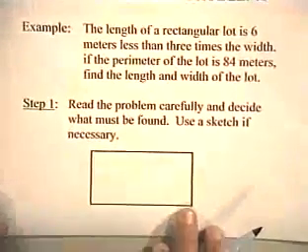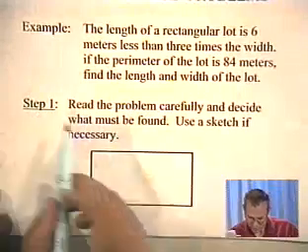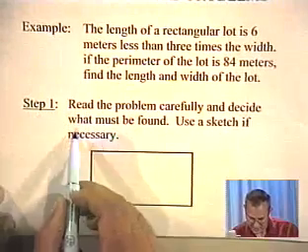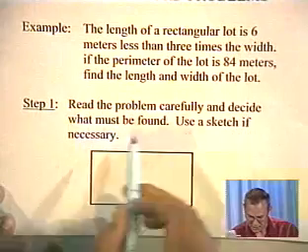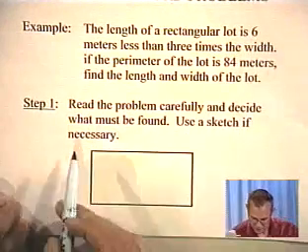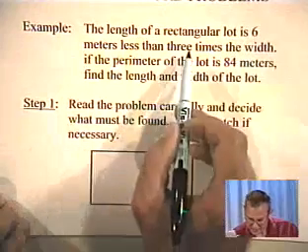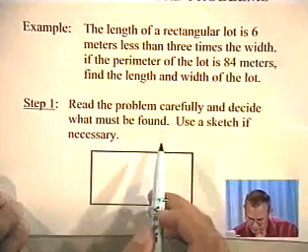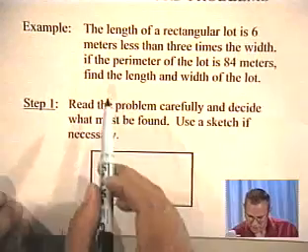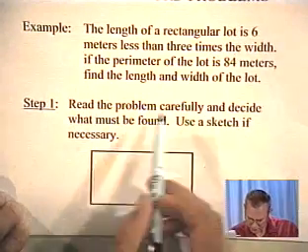So here's our problem. Step 1 was to read the problem carefully and decide what must be found. Use a sketch if necessary. Well, let's read the problem. The length of a rectangle is 6 meters less than 3 times the width. So I read the problem.